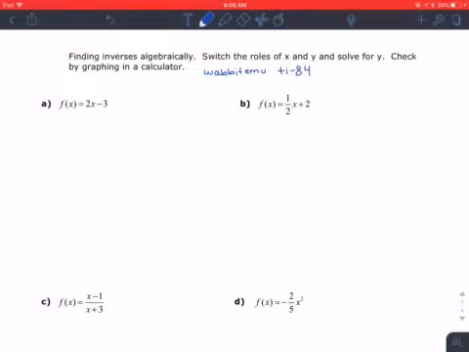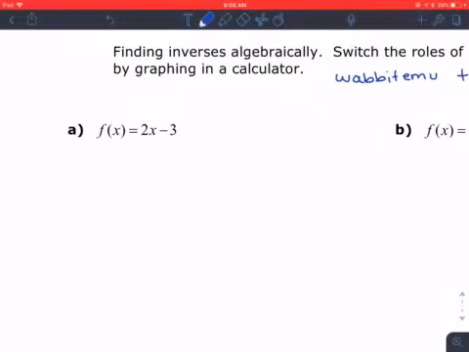You should have already tried all 4 of these examples on your own. I'm going to go ahead and work through them. First, we're writing y instead of f of x. Then we're going to switch x and y. And then we'll solve for y.